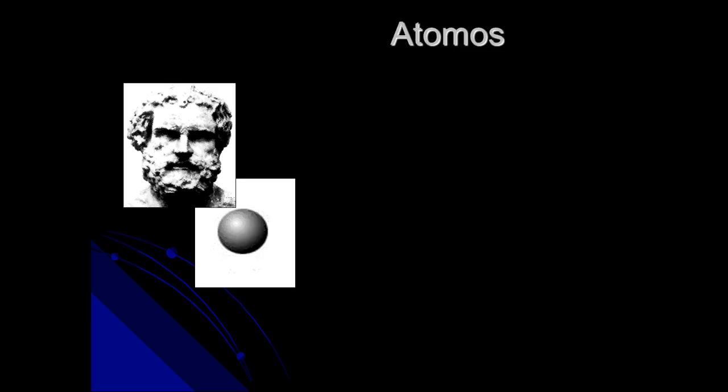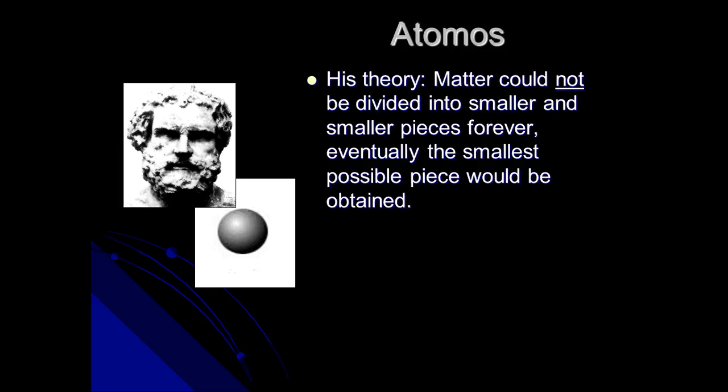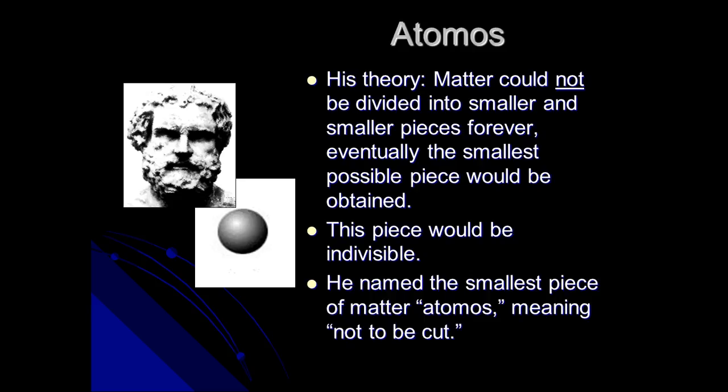Let's get to his theory here. His theory is that matter could not be divided into smaller and smaller pieces forever. Eventually, you would reach the atom, the atomos. This piece would be indivisible. It couldn't get any smaller than that. And he named that smallest piece atomos, meaning not to be cut. So the word atom comes from this Greek word atomos, meaning not to be cut, or that the atom cannot be cut. We know that's not true now, but that's what he philosophized 2,400 years ago.